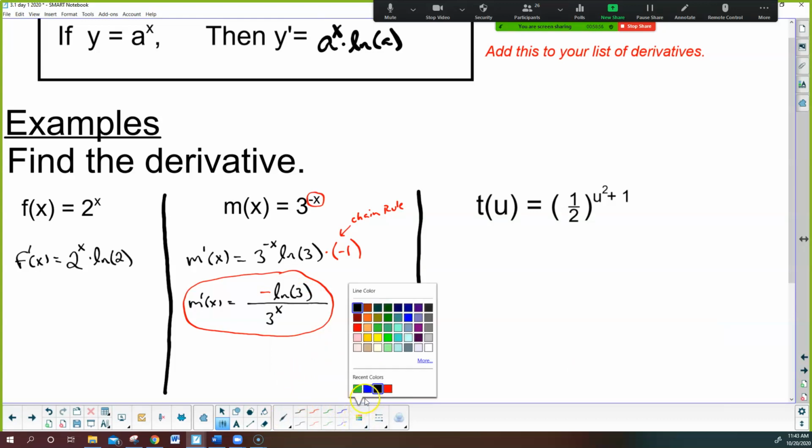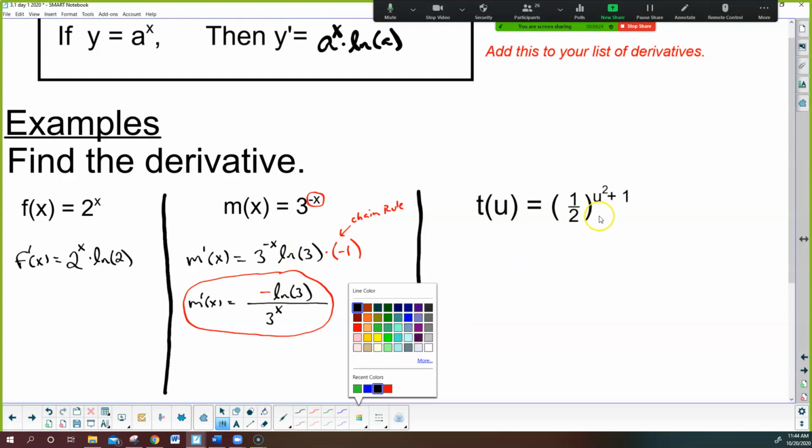Wait, so the negative goes outside of the natural log? Correct. Yep. This is a multiplier, so you would just multiply it. You can think of it like a negative 1 times the natural log of 3. We can't do anything on the inside because this 3 is protected by the ln. Same thing as if it was the sine of a number. You can't do anything with the parentheses, so a number multiplying that would just go out in front.